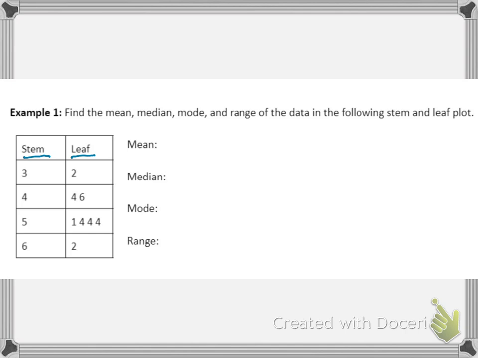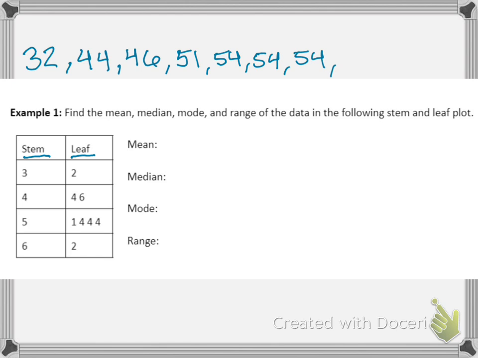So in this first table, I have a stem of 3, a leaf of 2, so that would correspond to the data value 32. If I continue this process, my next row I have a stem of 4 and a leaf of 4, so that would give me a data value of 44. Then I have a stem of 4, leaf of 6, which would give me a data value of 46. If I continue this process, reading our stem and leaf plot, we have data values of 51, 54, 54, 54, and 62.